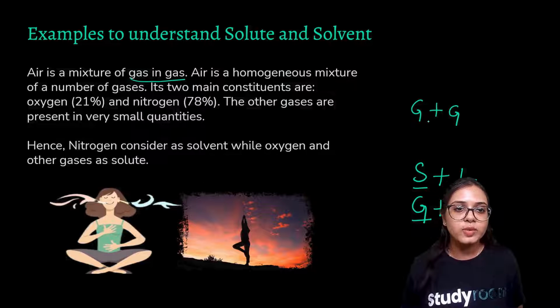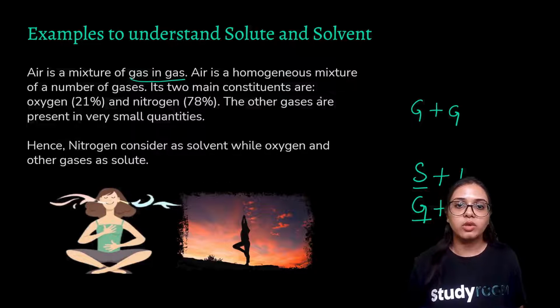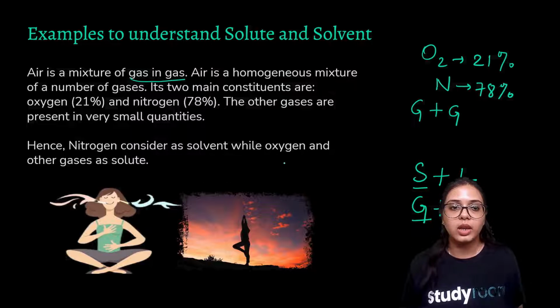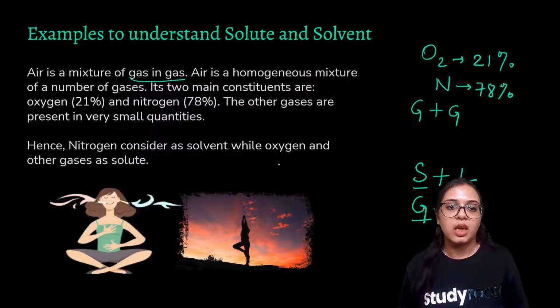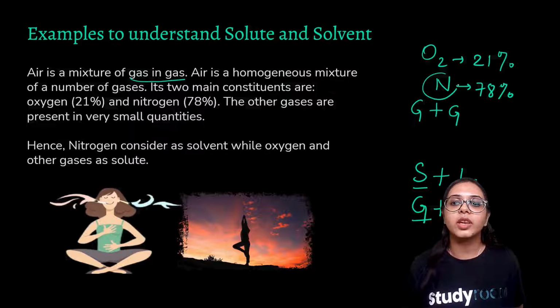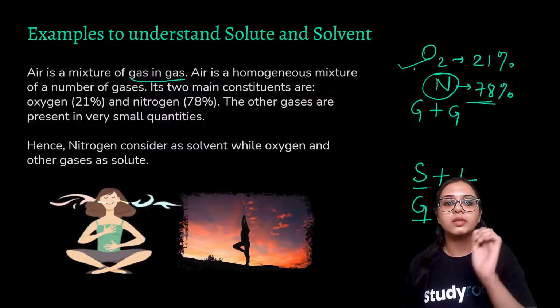Air is a homogeneous mixture of a number of gases, and its two main constituents are oxygen, present in the air approximately 21%, and nitrogen, present 78%. There are other gases as well, but they are present in very small quantities. Hence, nitrogen is considered the solvent because it is present in a huge amount, 78%, while oxygen and the other gases are the solute. But you can say that oxygen is one of the main solutes.